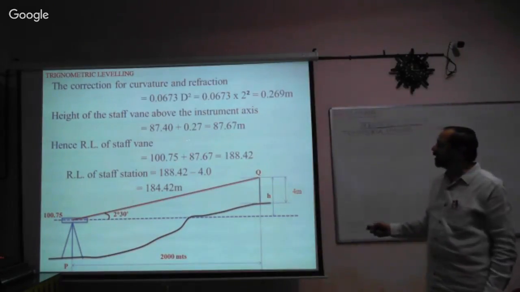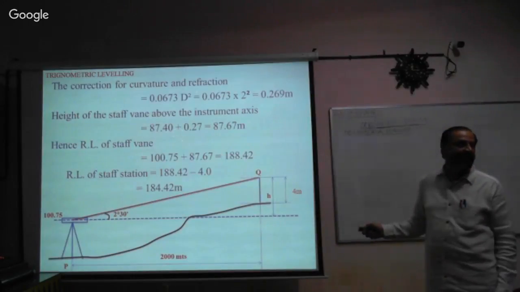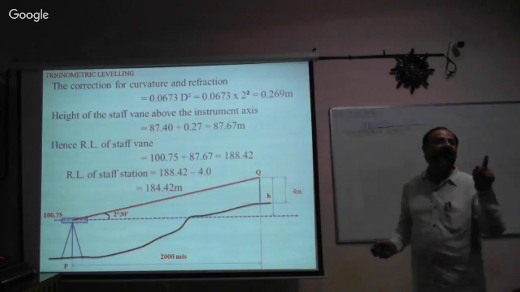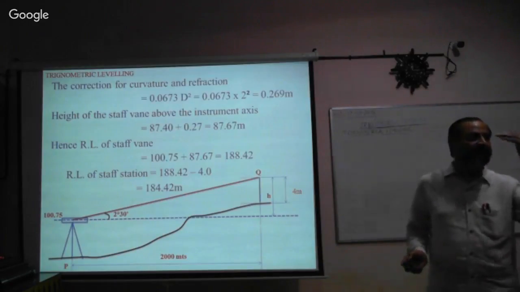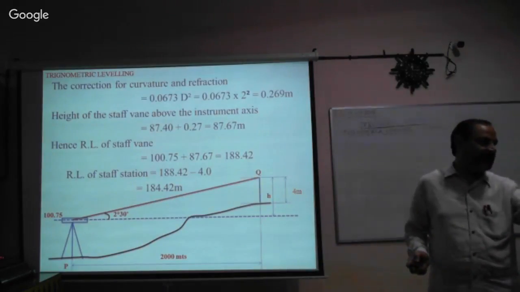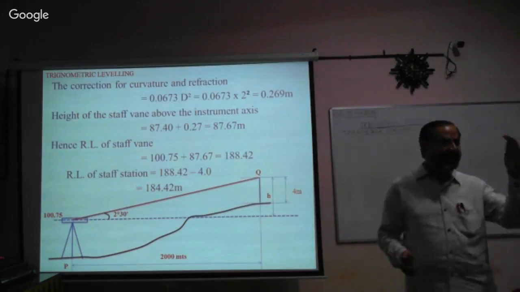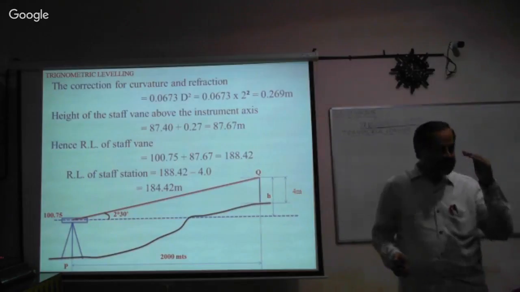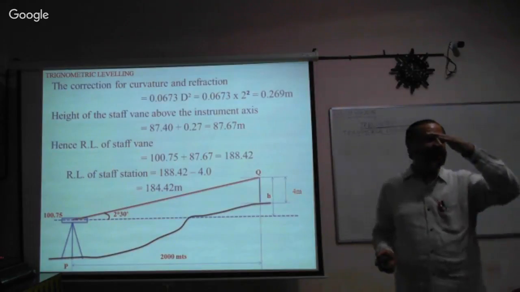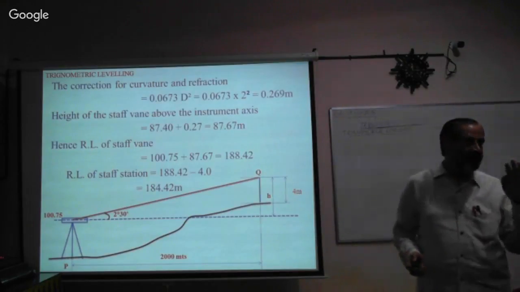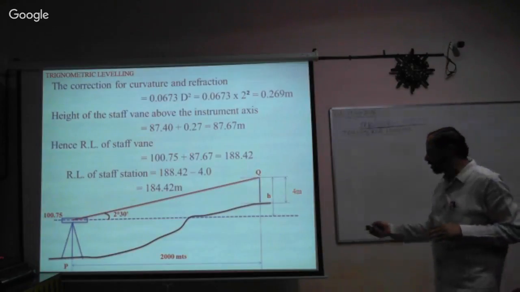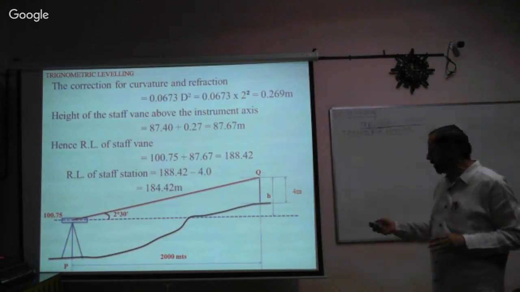And please remember here, I told you that it should be deducted. It should be deducted from the staff reading. It should be added to the RL, isn't it? Understood? The curvature and refraction error must be deducted from the staff reading and should be added to the reduced level. Okay? This is the solution we have.